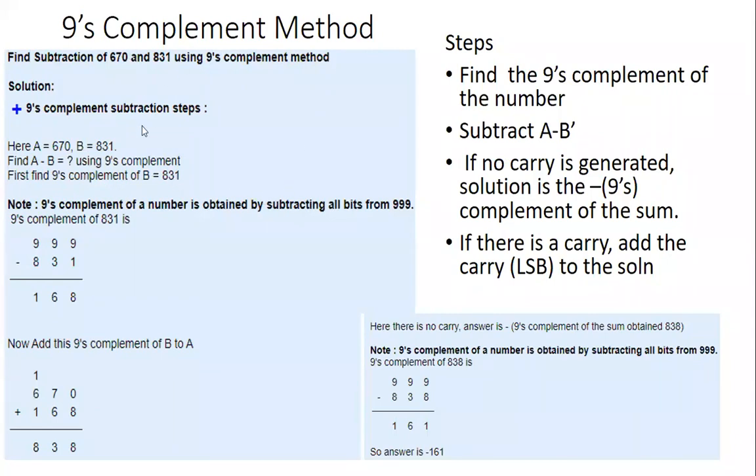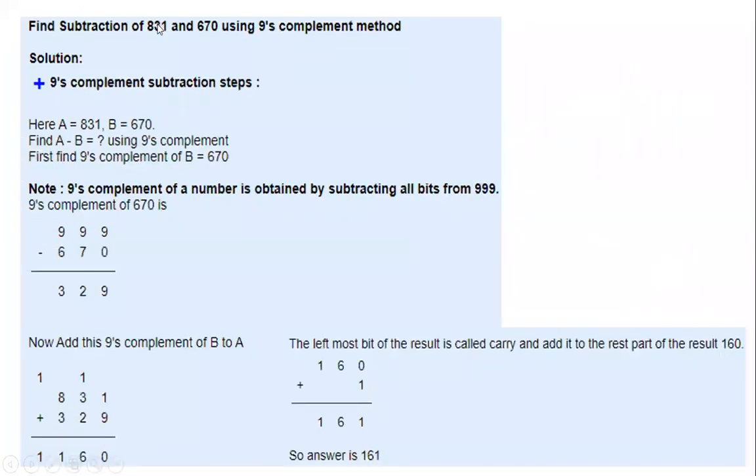So what happens if the number is bigger? If A is greater than B, here you can see A is 831, A is greater than B. Anyhow, you don't need to worry about which number is bigger and which is smaller. You can directly concentrate on the steps. So here A is 831, B is 670, A minus B using 9's complement. What you have to do? Find the 9's complement of the second number and add it with A.